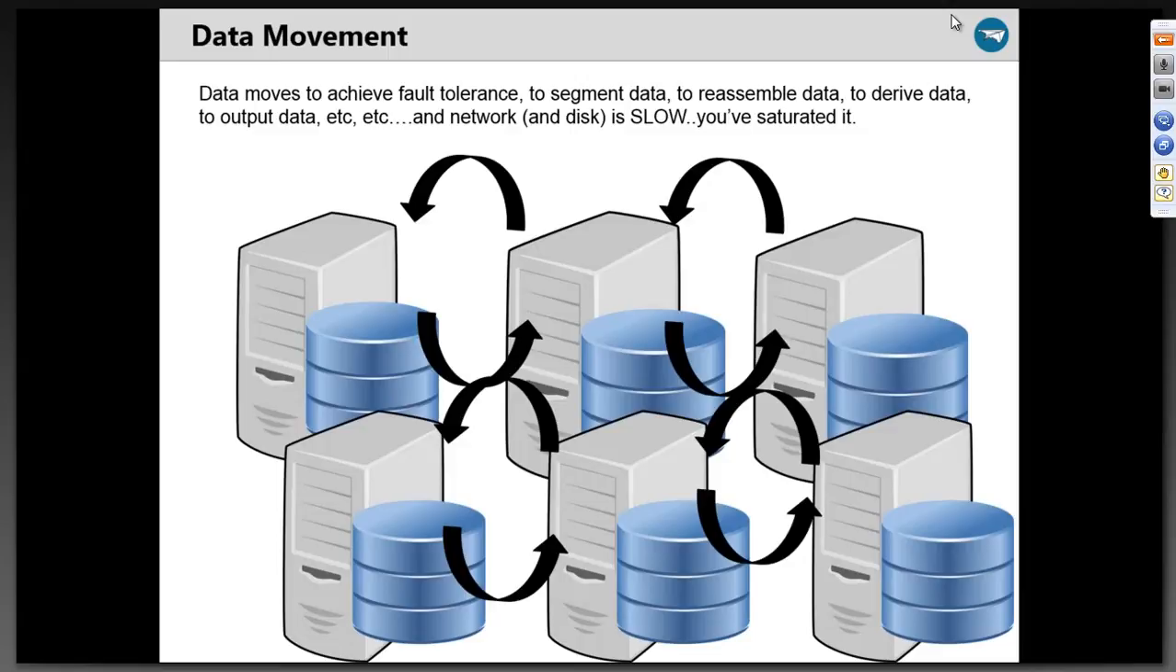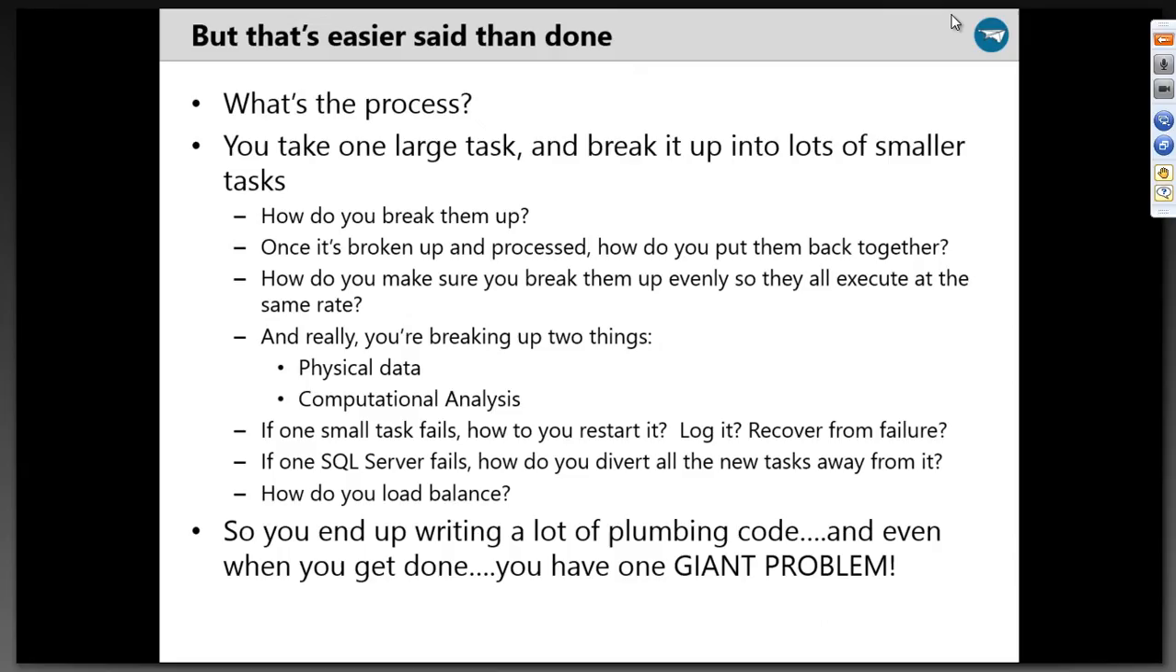And the other thing we're going to do is we're going to probably saturate the network. And once we've saturated it, it is very hard to improve network speed. So let's just pretend that we're going to take one large task and break it up into all these smaller tasks for SQL servers. We've kind of already covered it. How do you break them up? Once it's broken up, how do you put them back together again? How do you make sure that your physical data and your computational analysis are broken up appropriately, in a way that makes sense, and in a similar fashion?